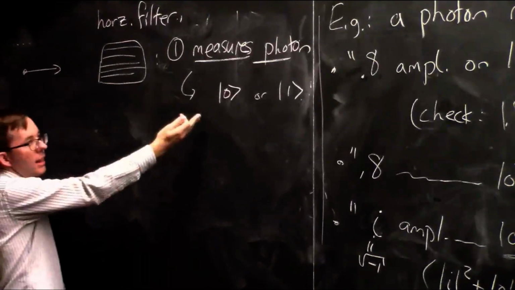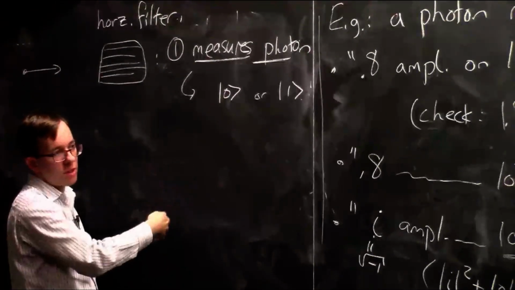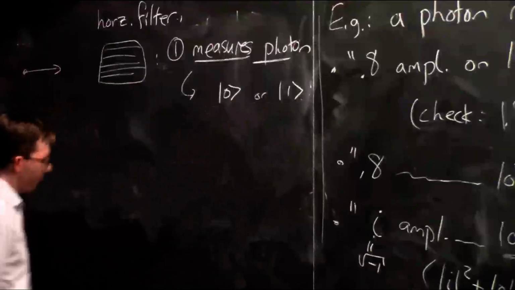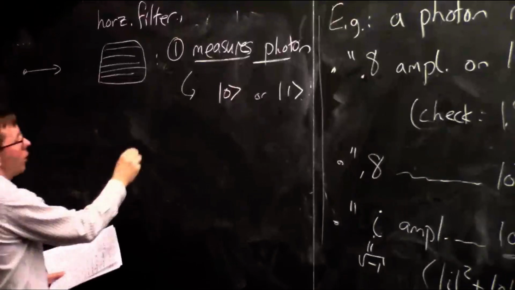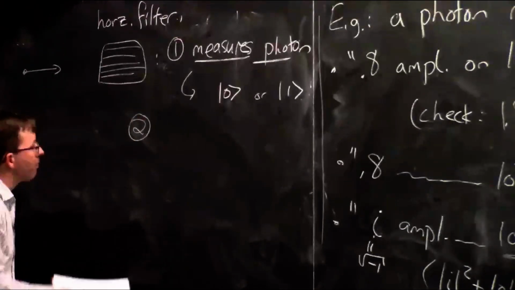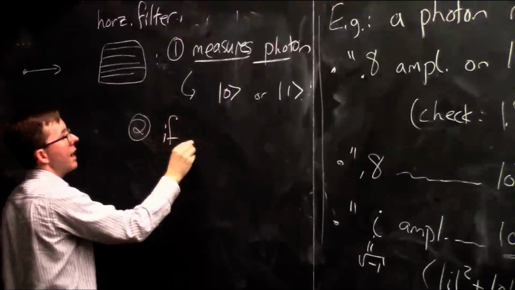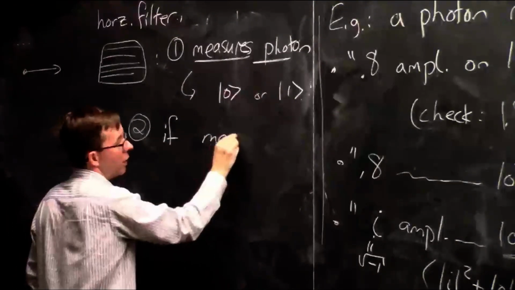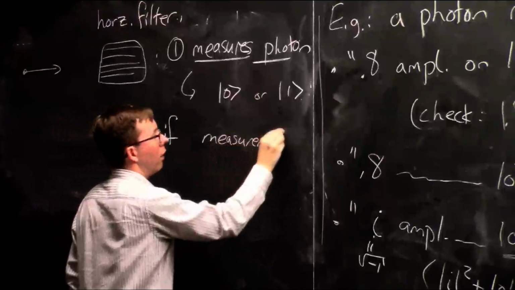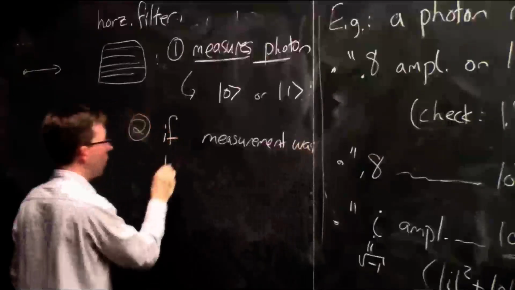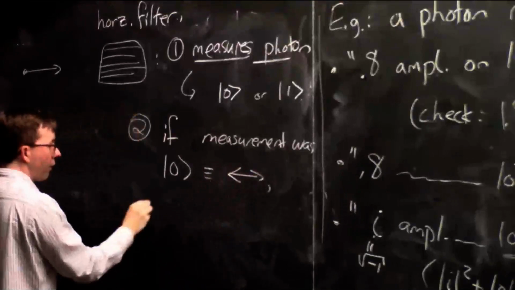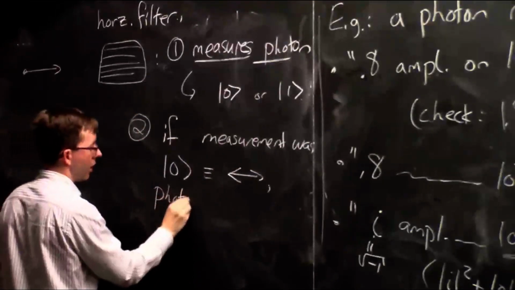So it does this, and that, as per the corollary, changes the state of the photon to whichever was the measurement outcome. And then it has the following secondary physical effect. If the measurement, the readout if you will, was 0, aka horizontal, then the photon flies through in its new state.